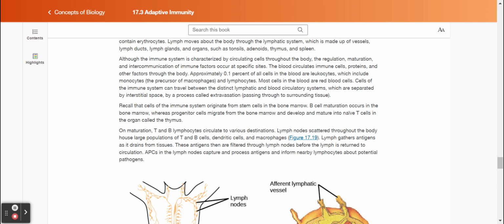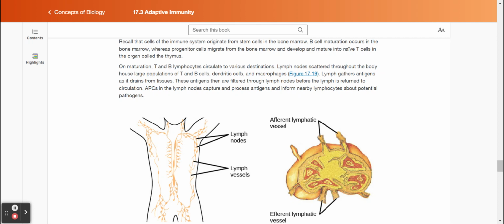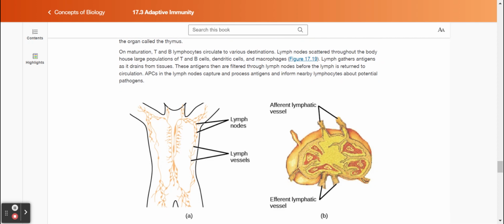Recall that cells of the immune system originate from stem cells in the bone marrow. B cell maturation occurs in the bone marrow, whereas progenitor cells migrate from the bone marrow and develop and mature into naive T cells in the organ called the thymus. On maturation, T and B lymphocytes circulate to various destinations.